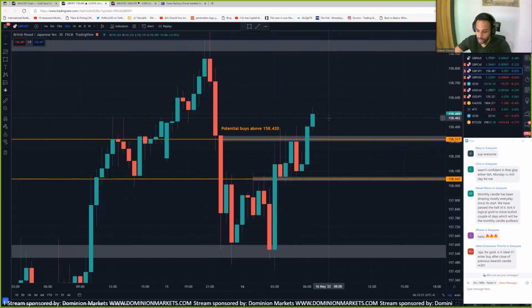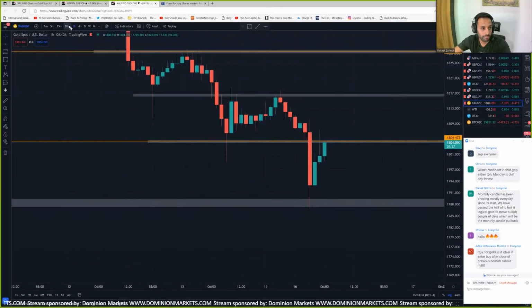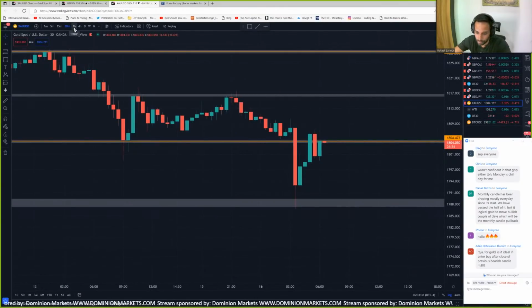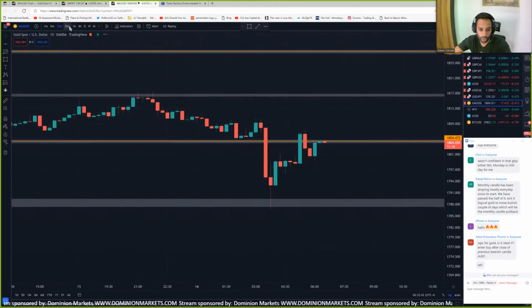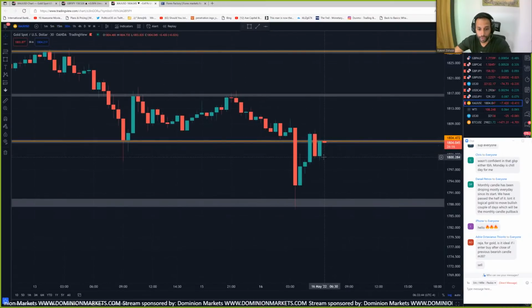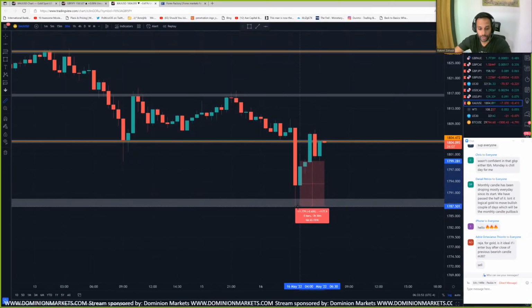Sorry. Is it ideal if I enter buy after close of previous bearish candle on the 30-minute? Yeah. I mean, what? For a buy? Oh, sell. Yeah, I think for gold, I'm actually waiting for price to break below 17.99, below this bullish candle, to initiate a sell for price to move down, because we got a 100 pip range over here on gold, a lot of volume on gold, so that's what I'm waiting for price to move down.